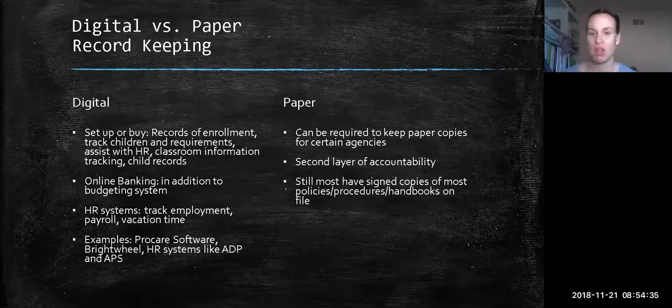And then paper, a lot of paper copies are required for certain agencies. They need to see an actual sign in and out sheet. And I do print out certain things. It is a second layer of accountability.